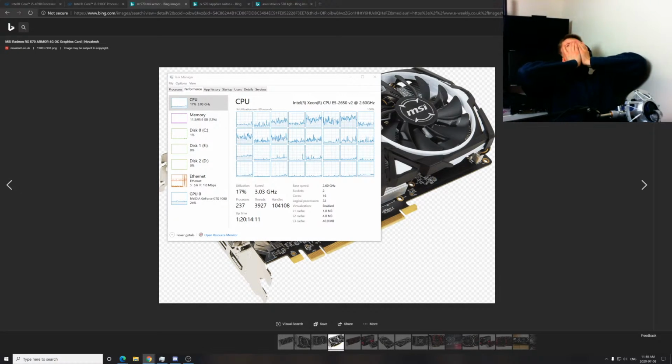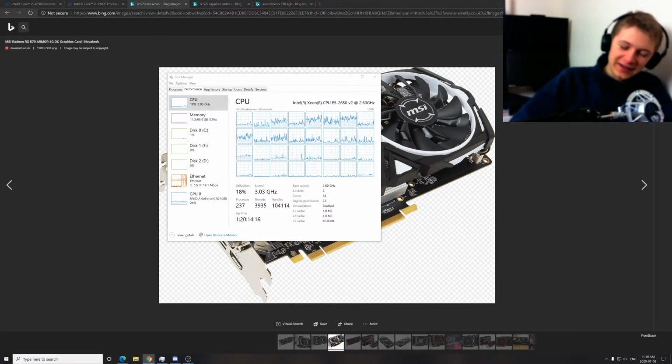No! Oh, man. I feel bad. 4 cores, 4 threads, buddy. It's dead.